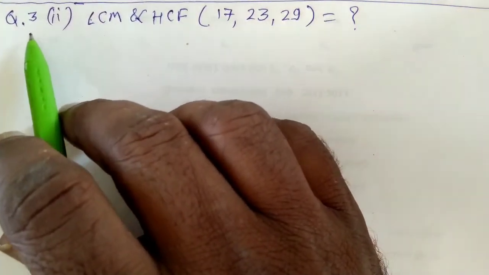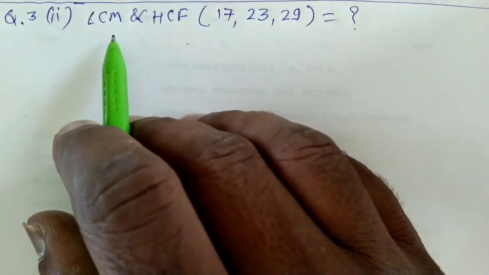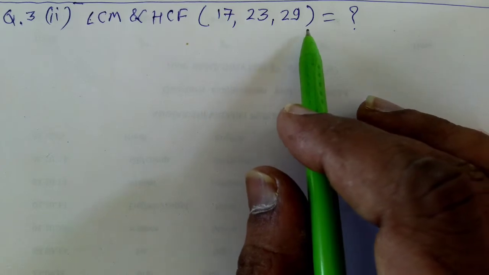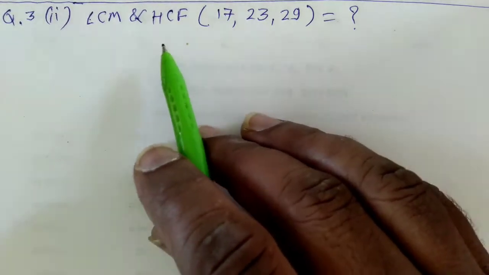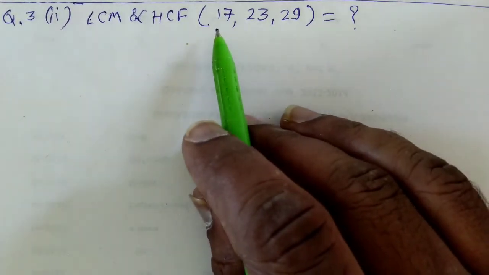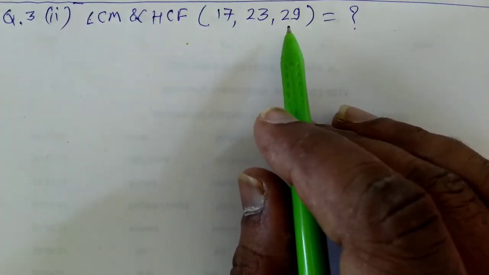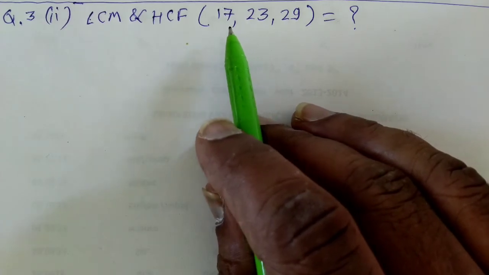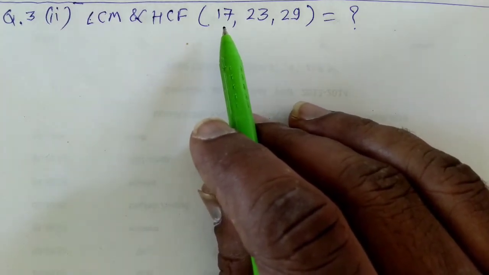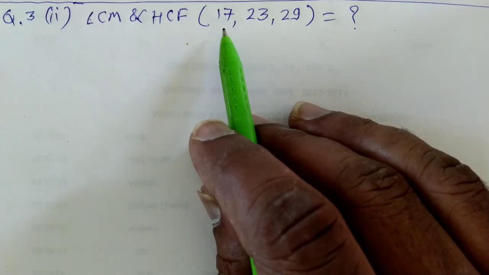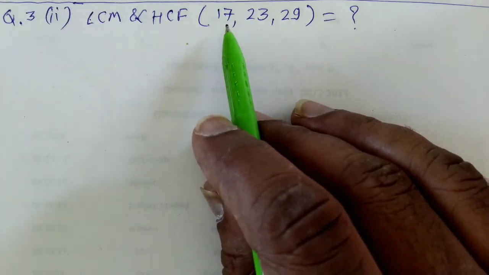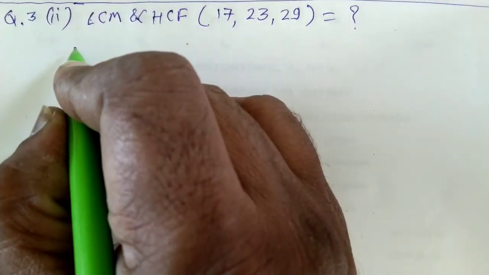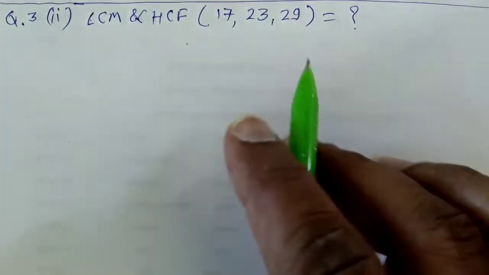Second part of question number 3: LCM and HCF of 17, 23 and 29. We are seeing here that all three integers 17, 23 and 29 are prime numbers. By the definition of prime numbers, there are no other factors except 1 and itself. So we will write the prime factorization by applying the prime factorization method.